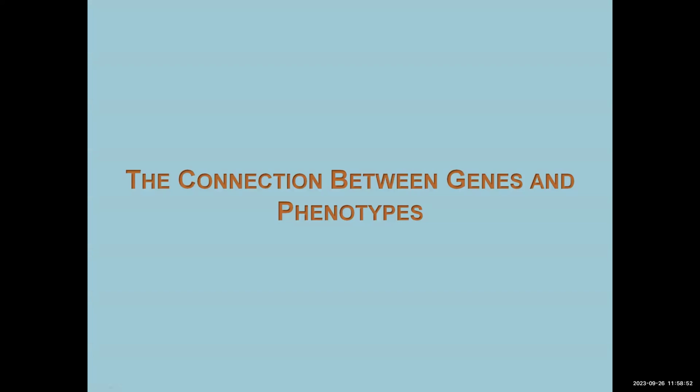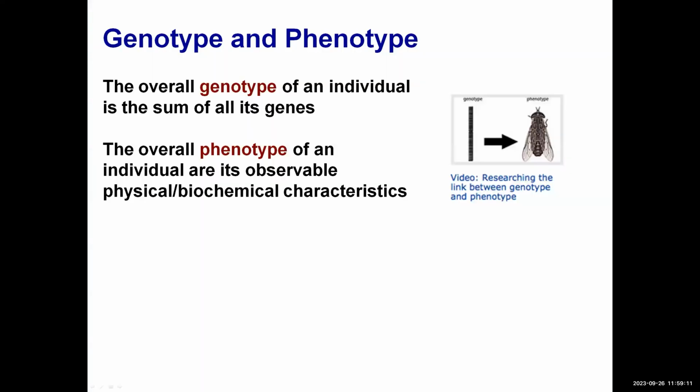So, up until today, we've largely been talking about how genes work from an expression standpoint and the parts of genes, like exons and introns, and how they can be regulated. Now we're going to talk a little bit about how all of that draws this connection between genotype and phenotype. Remember that the overall genotype of an individual is the sum of all of its genes. The overall phenotype of an individual are all of its observable physical and biochemical characteristics.